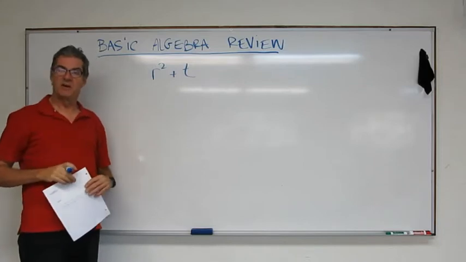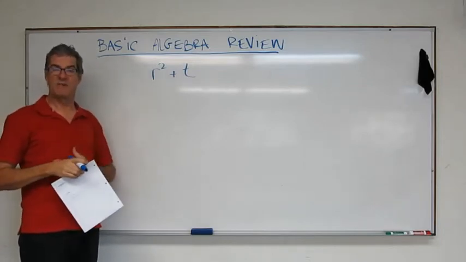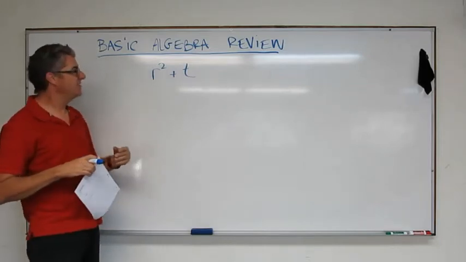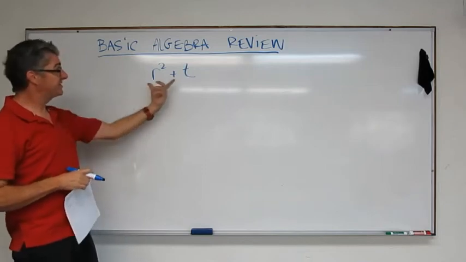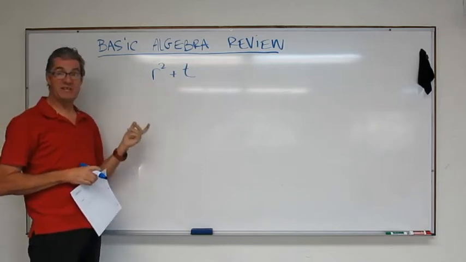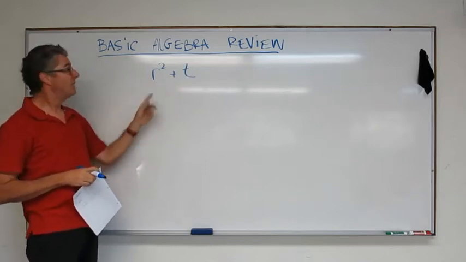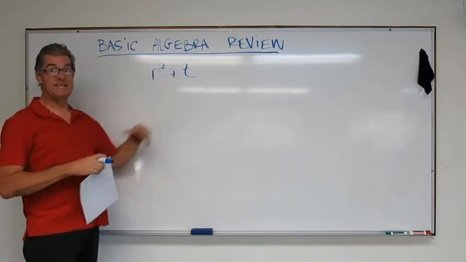Pause the video, write this down in words, come back. Okay, let's see how you did. What this is, it's a sum, because we're adding 2 things, and it's the sum of the square of r and t.